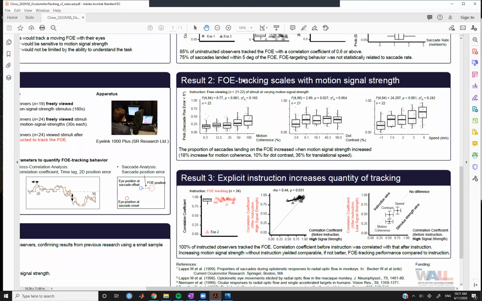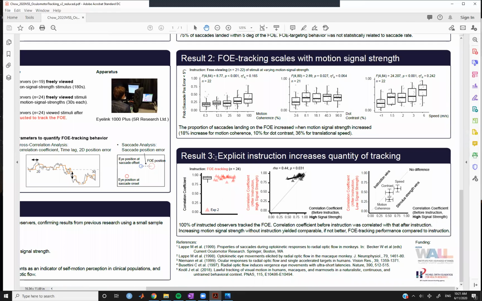Result 2 shows that this tracking behavior is sensitive to motion signal strength. We manipulate the motion signal strength by changing motion coherence, the proportion of dots moving coherently with each other, the contrast of the dots against the background, and also the simulated translational speed. As you can see, the proportion of saccades landing on the FOE increases as motion signal strength increases. This, again, is coming from observers who free viewed the stimulus.